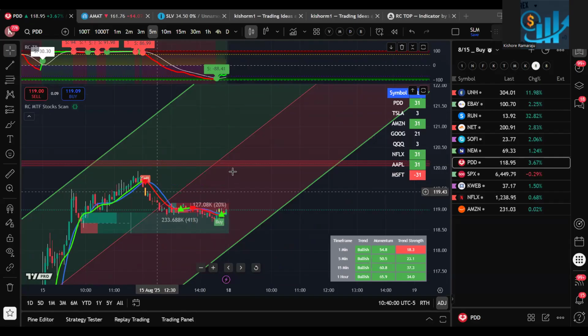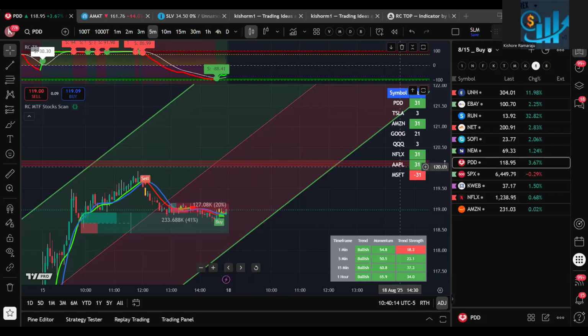But the advantage is, even though it may be choppy for the entire day, even if it goes on Tuesday, Wednesday, whatever happens, you don't need to worry. Whenever it reaches that 120 or 123, you can take the profits.